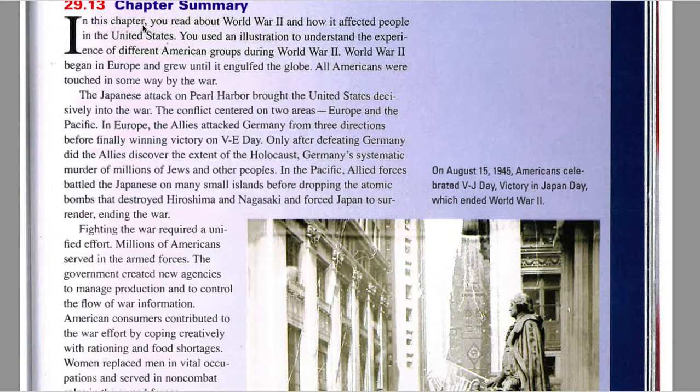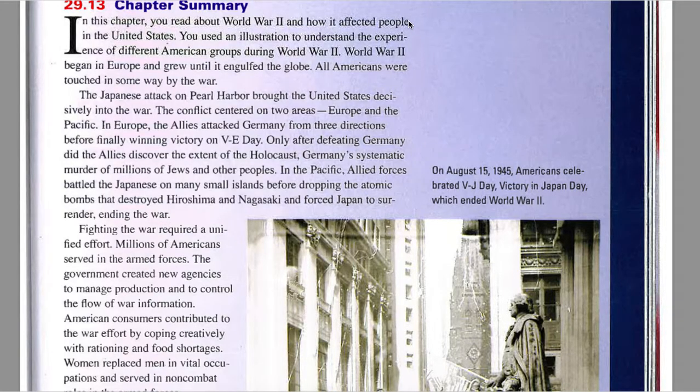All right, so chapter summary, World War II. In this chapter, you read about World War II and how it affected people in the United States. You used an illustration to understand the experience of different American groups during World War II. World War II began in Europe and grew until it engulfed the globe. All Americans were touched in some way by the war.